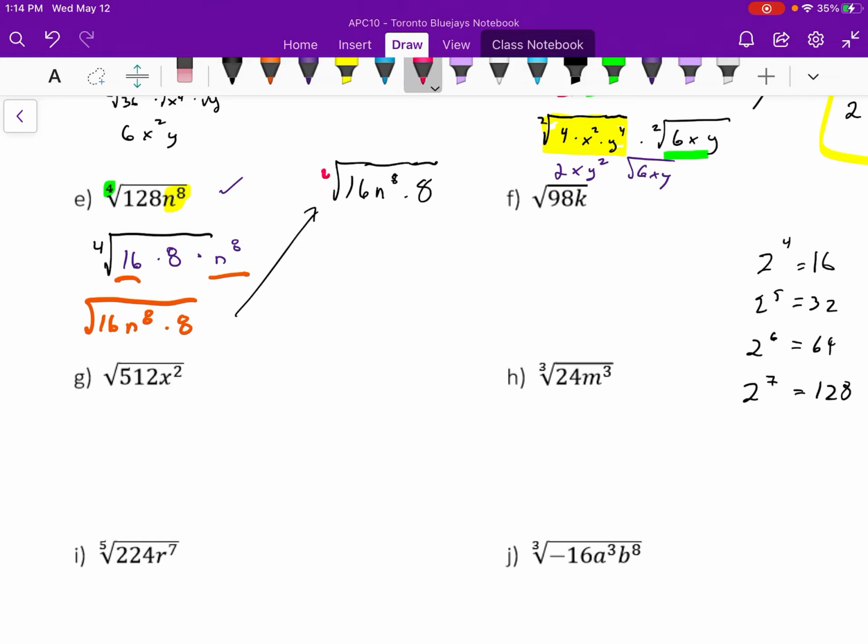Here we are. I'm going to break this up now as I'm missing my index of 4 there. The 4th root of 16 n to the power of 8, times the 4th root of 8. Now, what is the 4th root of 8? I have no idea, so that's an irrational number. But the 4th root of 16 is 2, and the 4th root of n to the power of 8 is n squared. And that's my final answer.